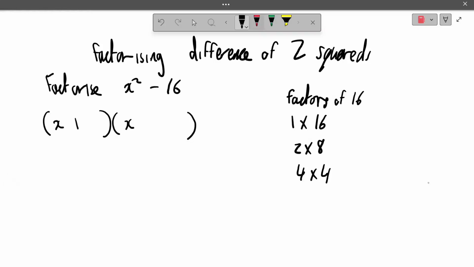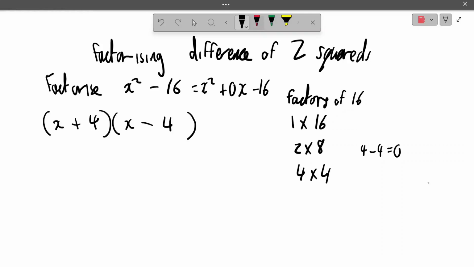We need to have a plus and a minus to get a minus at the end. And then I look at my factor combinations and ask, how many x's do we have? Because actually I could write this as x squared plus 0x minus 16, because the 0x we don't bother writing. And then I go, well, what number do I need to get to 0? Well, obviously it's not 1 and 16, because 16 minus 1 is 15. 8 minus 2 is 6. Well, that clearly doesn't work, but 4 minus 4, quite obviously, because 4 minus 4 equals 0. So plus 4 and a minus 4.